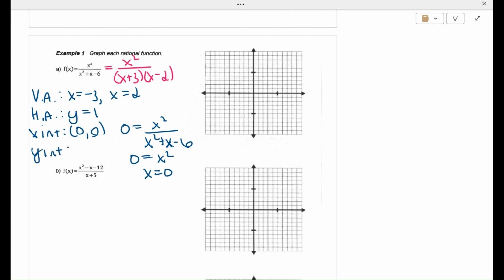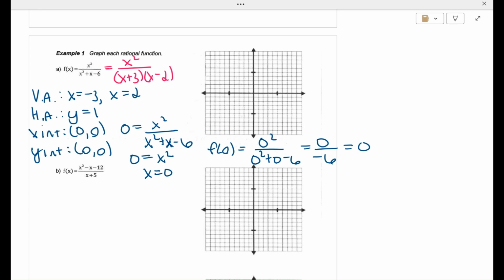For the y-intercept, most people could already guess where this is going because of what the x-intercept is, but let's show the work anyway. When we want to solve for the y-intercept, we want to plug in 0 for x. I'm showing my work off to the side here. So we'll get 0 squared over 0 squared plus 0 minus 6. So this will be 0 divided by negative 6, which is just 0. And of course that makes sense because the x-intercept was (0, 0) anyway.